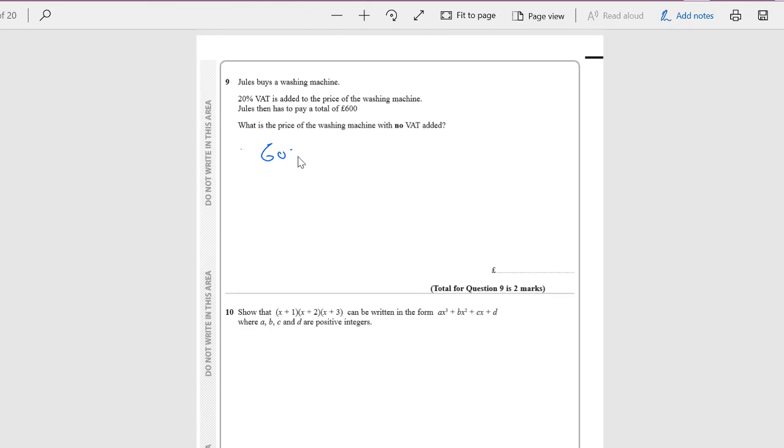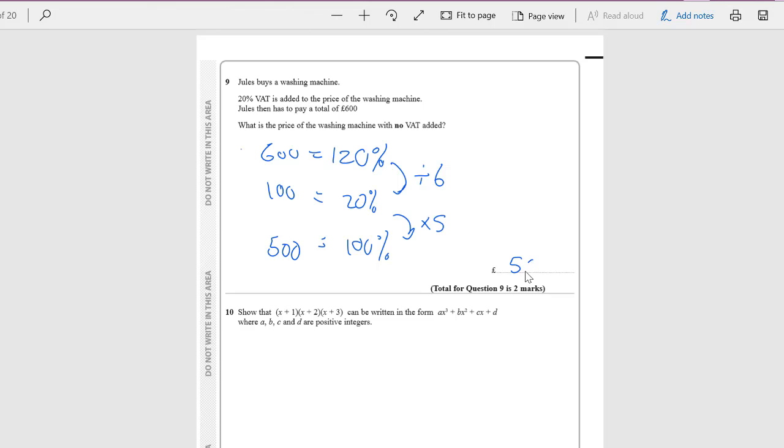So if we say that the price of the washing machine plus the VAT is 600, and the VAT is 20%, and of course the price of the washing machine is going to be 100%. So this is 120%. So we divide by 6, let's say. So if we divide by 6, we get 100, and then that equals 20%. And then to get from 20% to 100%, we times by 5. So we get 100% here. And then if we times by 5, we get 500. So that means that without the VAT, the price is £500.